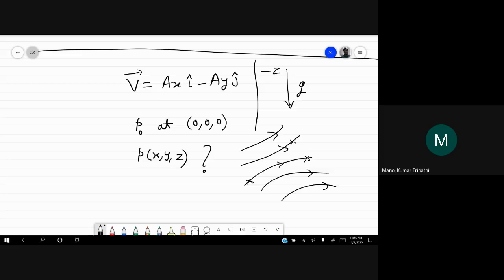So for this problem, it is better if you solve the entire Navier-Stokes equation or the Euler equation after making the assumption that the viscous terms are zero. Is it clear? Is there any question?